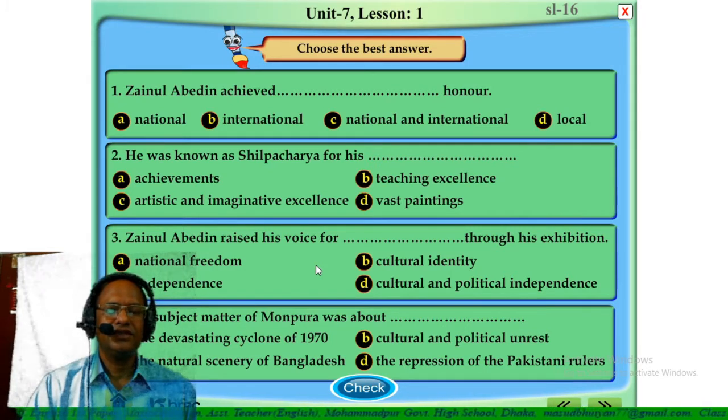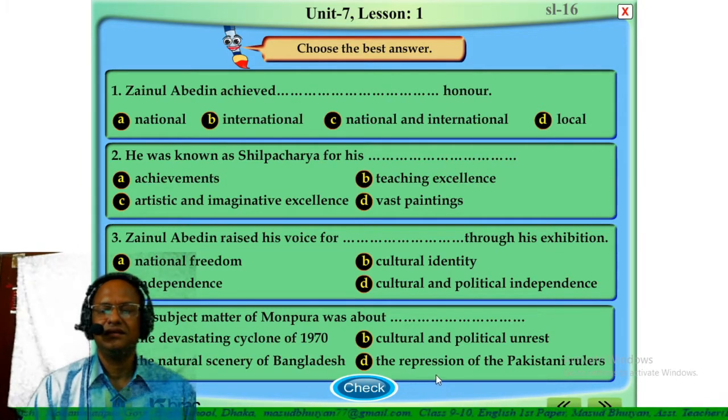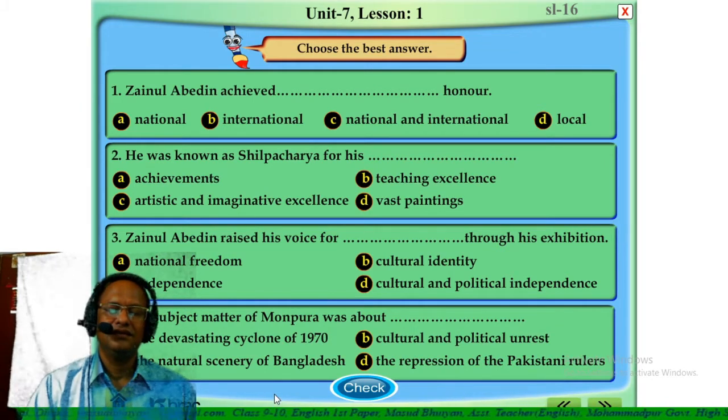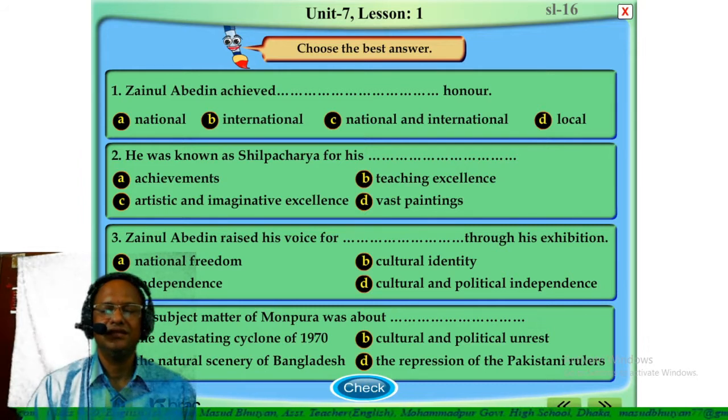And the fourth question is, the subject matter of Manpura was about dash. A, devastating cyclone of 1970, B, cultural and political unrest, C, the natural scenery of Bangladesh, D, the depressions of Pakistani rulers. You should guess which is the right answer. I think the right answer is the devastating cyclone of 1970.